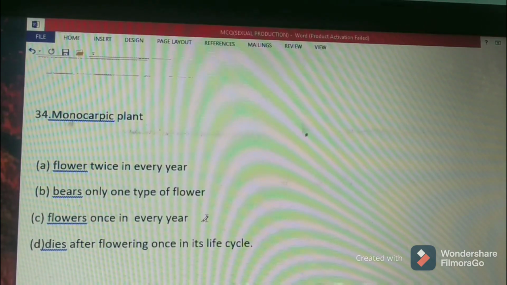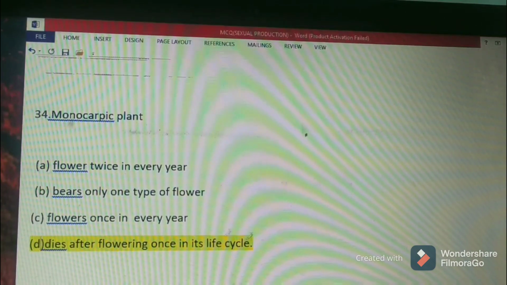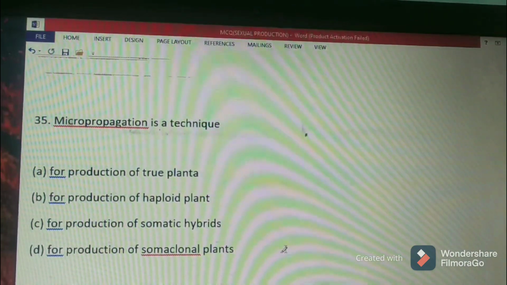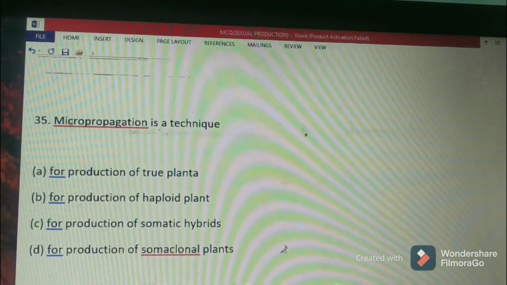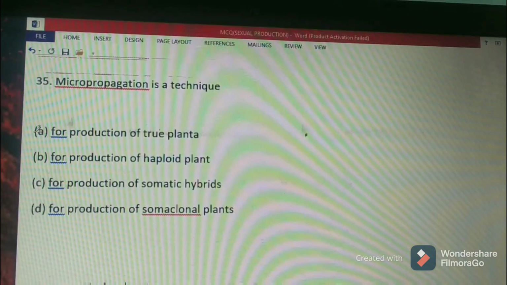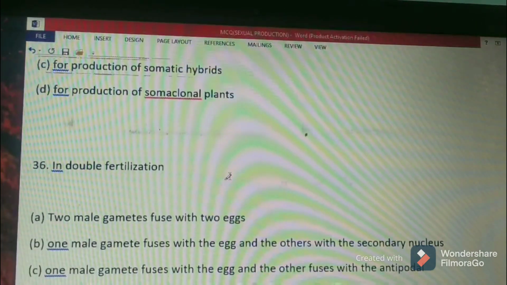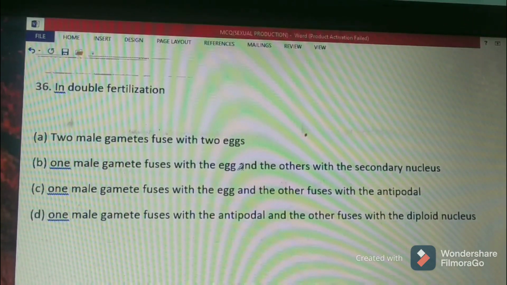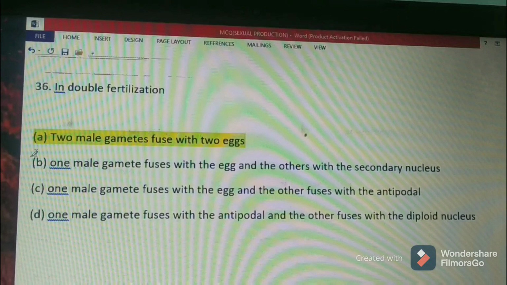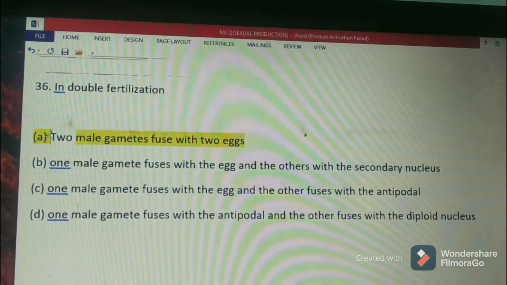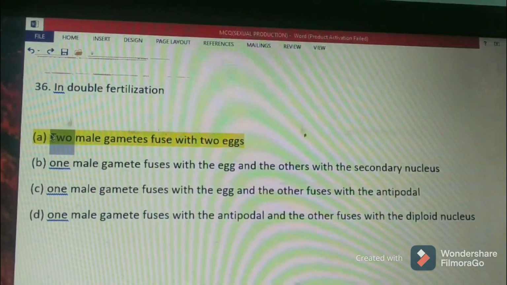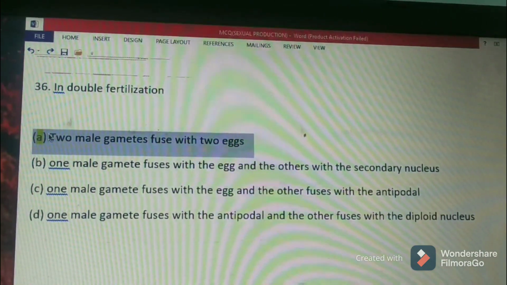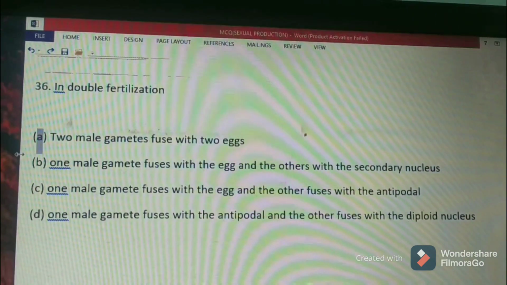Monocarpic plant dies after flowering once in its life cycle. Micropropagation is a technique for production of true plants. In double fertilization, one male gamete fuses with the egg and the other with the secondary nucleus. Option B is the correct answer.